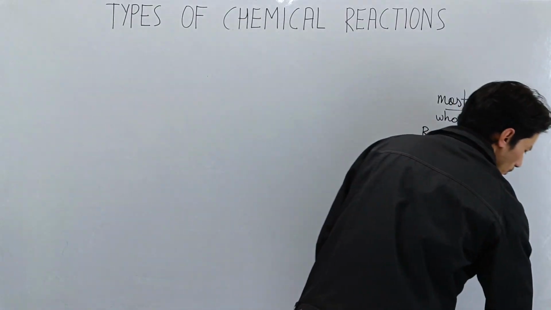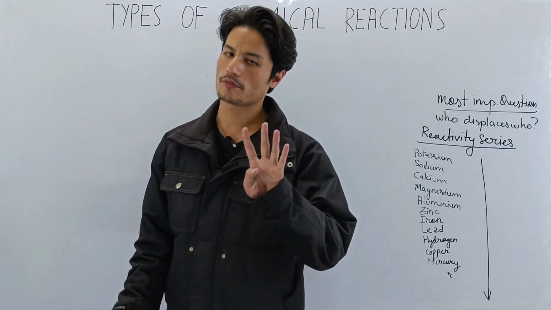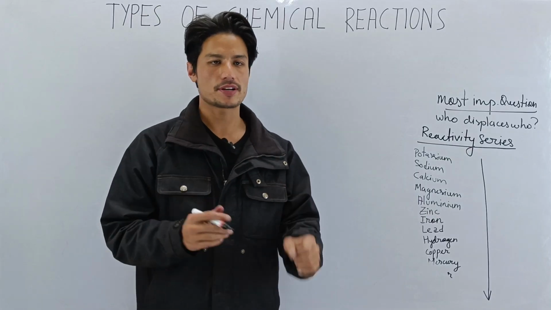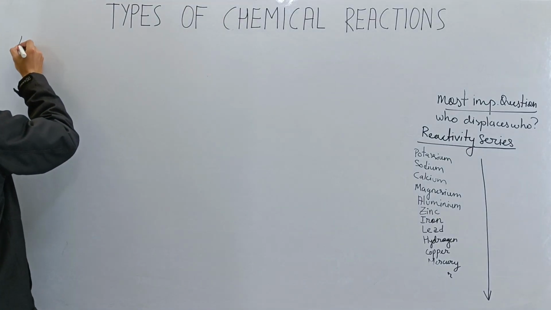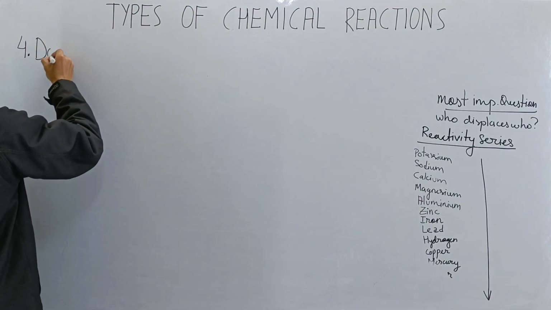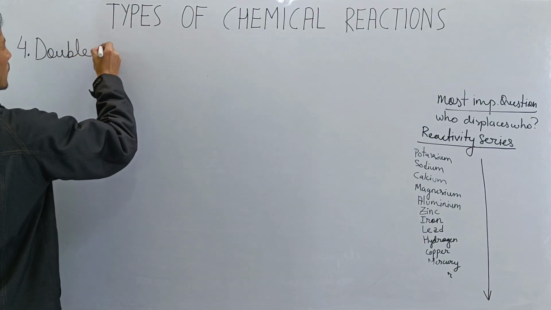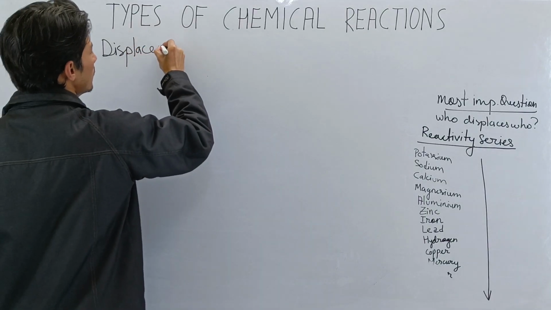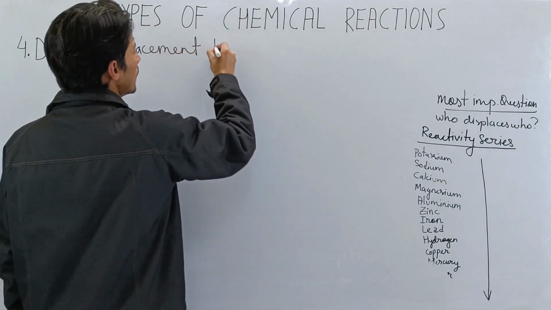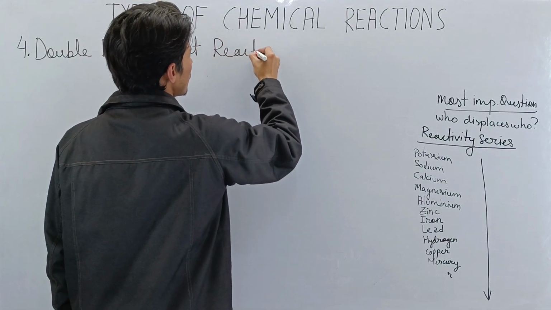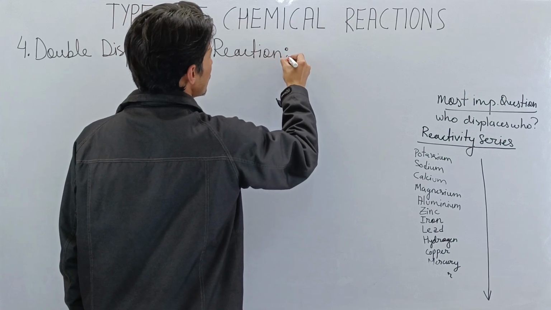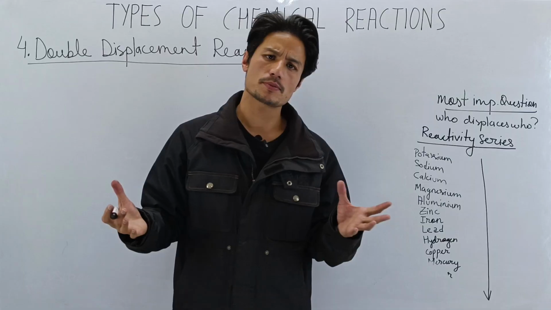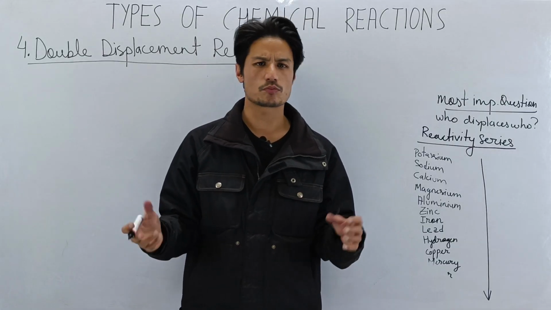Now we will be discussing the fourth type of chemical reaction, which is double displacement reaction. So let's discuss that. Double displacement reaction. If you have understood simple displacement reaction, understanding double displacement reaction will be very easy.